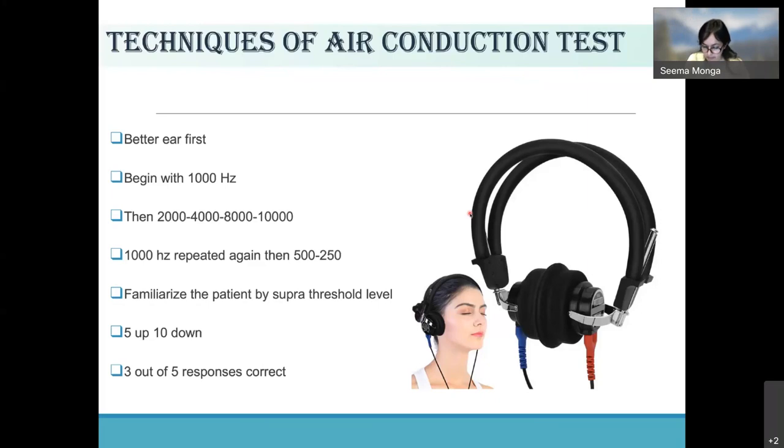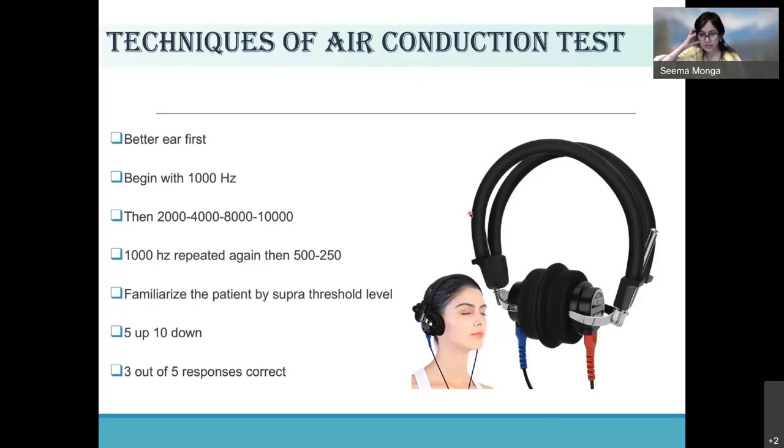That means, suppose by talking to the patient, you think that this patient has 50 decibel around, this must be 50 to 60 decibel threshold. What you do now is, you give him 70 decibel sound, all right? 70 decibel air, we are talking about air conduction. You give him 70 decibel sound. Patient says, yes, I can hear. What you'll do now, suppose he can hear, you reduce it by 10 decibels. This is 10 decibel down.